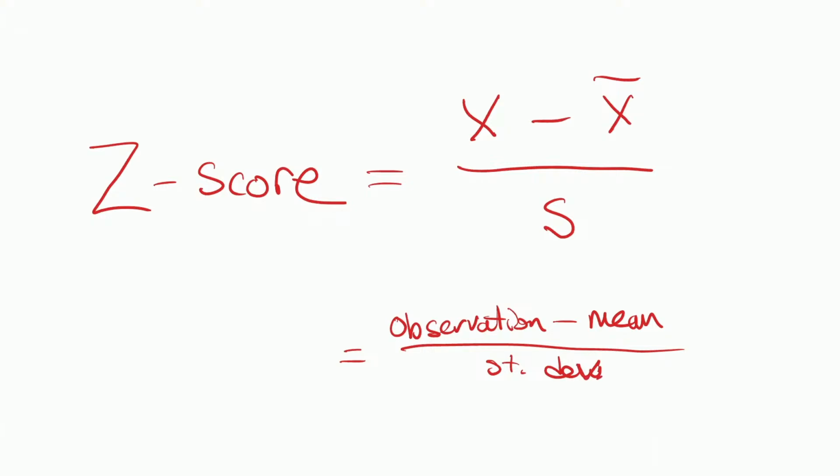And what this does for you is it gives you an idea of how crazy you are. For example, I'm 73 inches tall. Average for men in America is 69 inches. Standard deviation is 3. My z-score is 1.33. 1.33 is not very crazy.